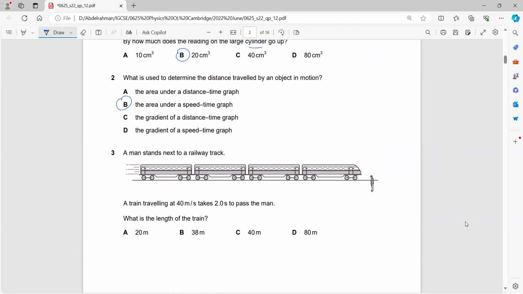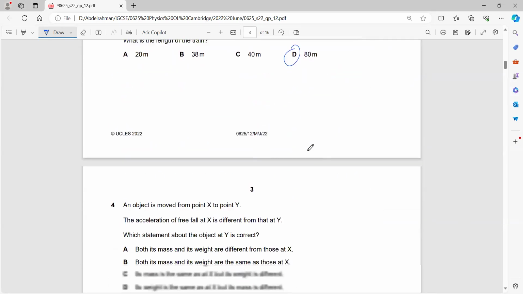A train traveling 40 meters per second takes 2 seconds to pass a man. What's the length of the train? Distance equals speed times time. So it would be 80 meters.